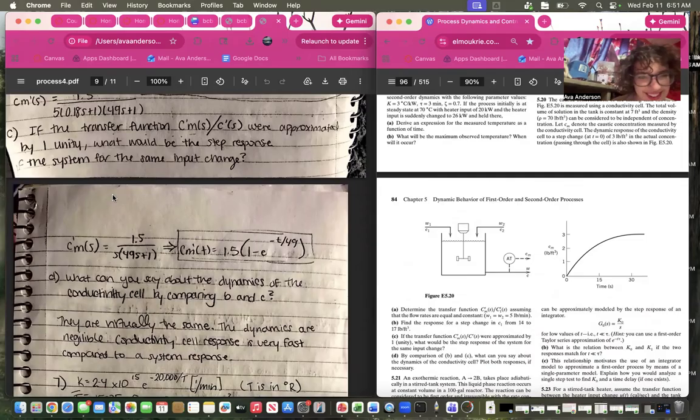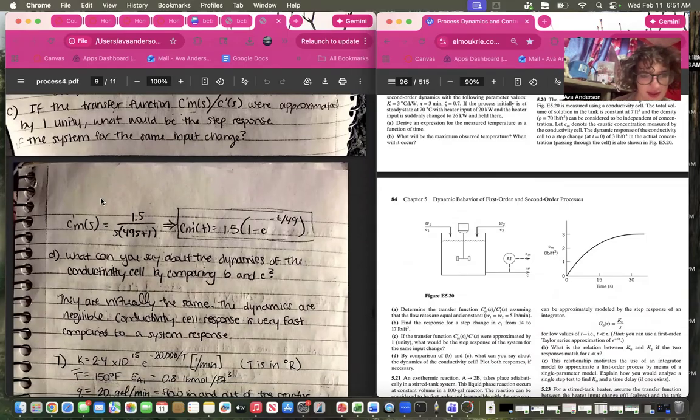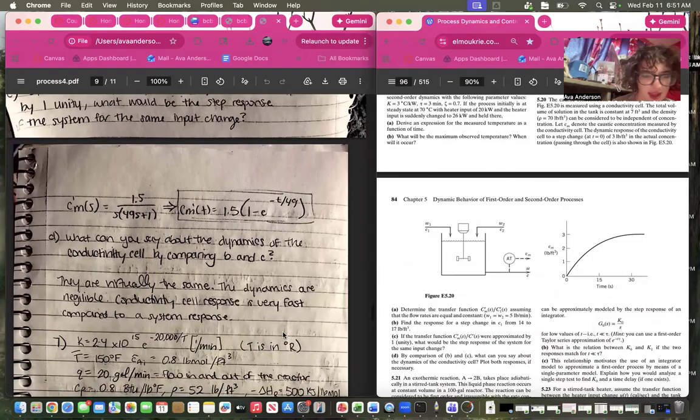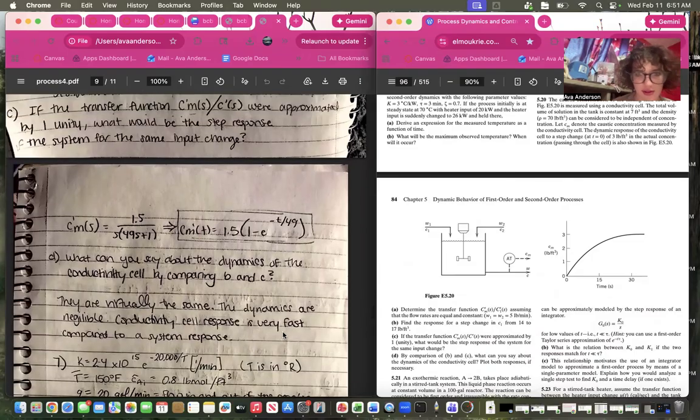It's fine. It will be the step change for the system of the same input change, and that's basically solving for Cm of s in this way, and then transforming that back to Cm prime of t, which ends up getting you this. D is what I had trouble understanding.